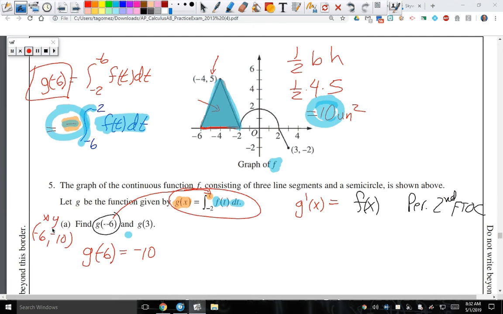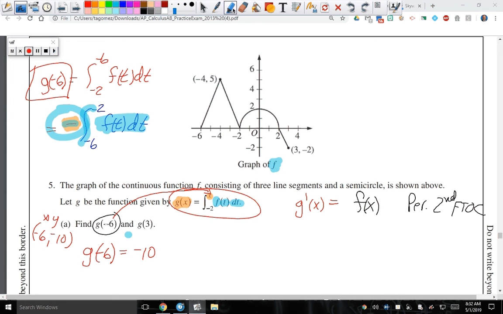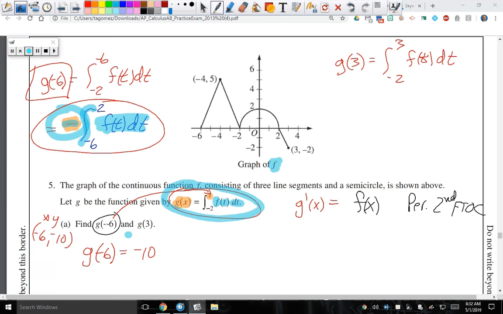Okay, so now let's do g of 3. If we use straight up just the equation that they gave us as far as the area, we're going to set it up as g of 3. The y value on g at x equals 3 equals the integral from negative 2 to 3 of f of t dt. Do I have to do this flip trick with what I see right now? No, because it's low to high.